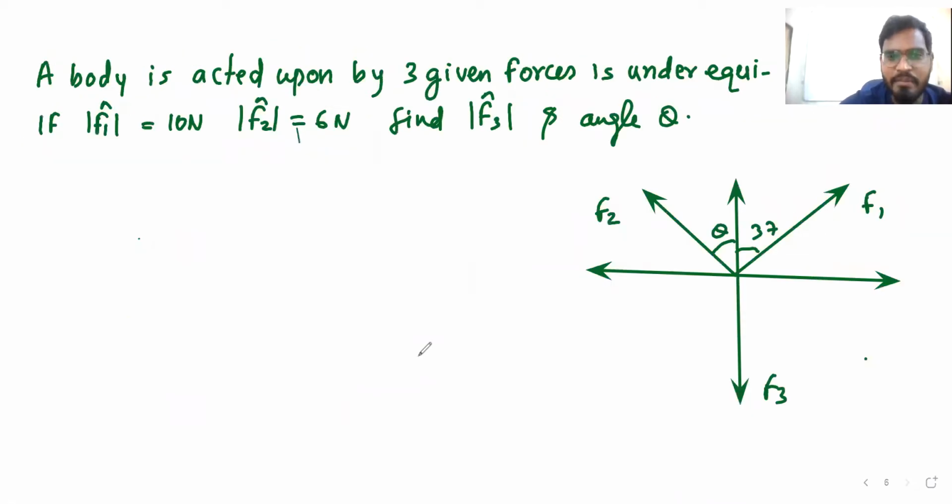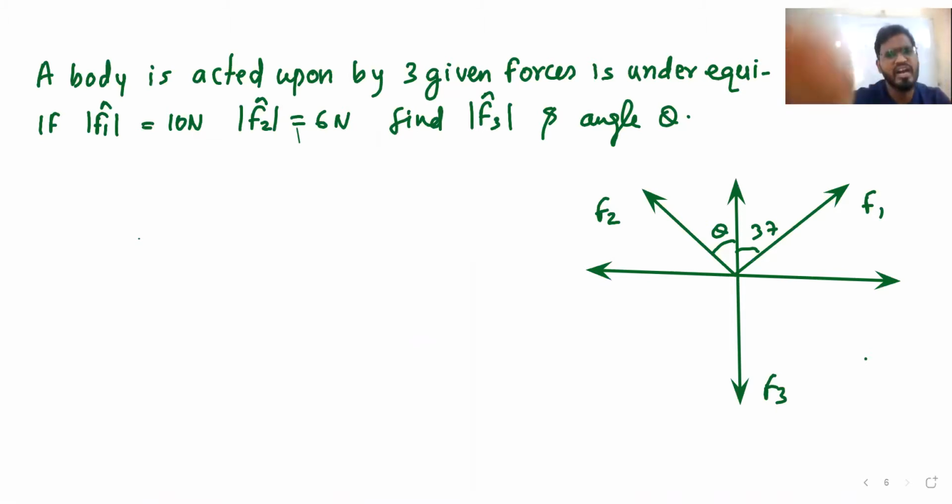A body is acted upon by three given forces and is under equilibrium. F1 is this, F2 is this. Find F3 at an angle theta. For this question, a body is acted upon by three given forces. Equilibrium, first you should understand equilibrium, guys.